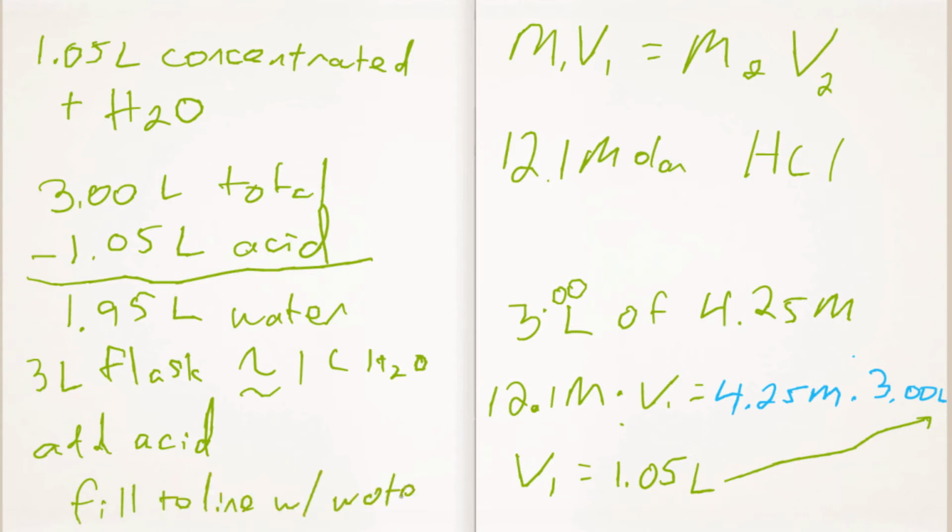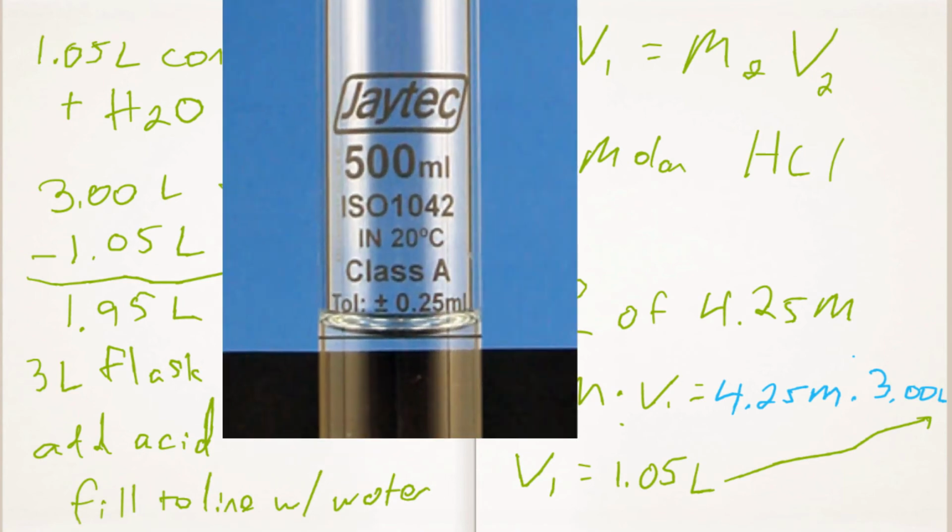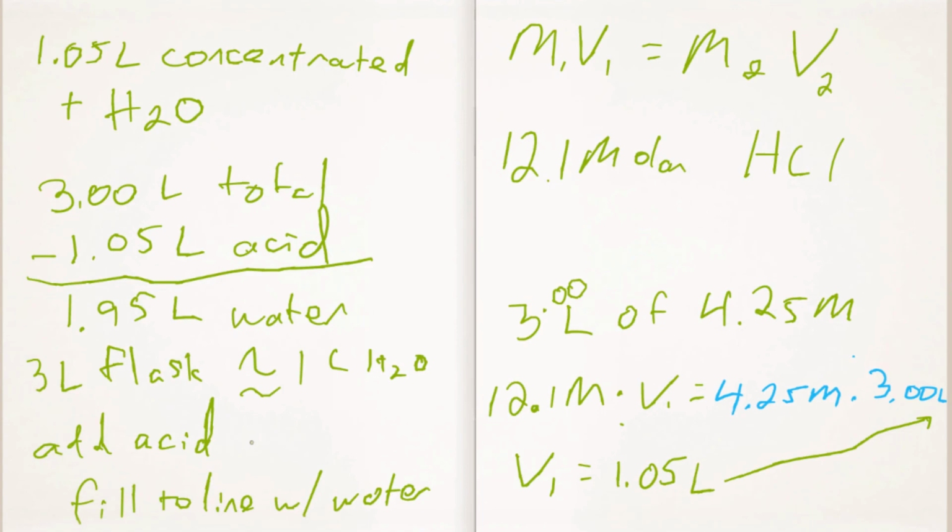Now, did I actually measure out how much water I needed? You could, but in reality, what you're going to want to do is put some water in there, about 1 liter, add the acid to it. The acid you do have to measure out very exactly, and then you just add water. And by the time all is said and done, you will have added 1.95 liters of water. You don't have to worry about it. You're just filling it up to the line on the volumetric flask, like right here, this line. And that's it. That's all you have to do for a dilution question. And we'll practice these in class.